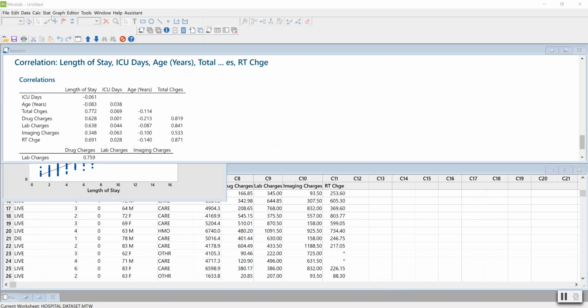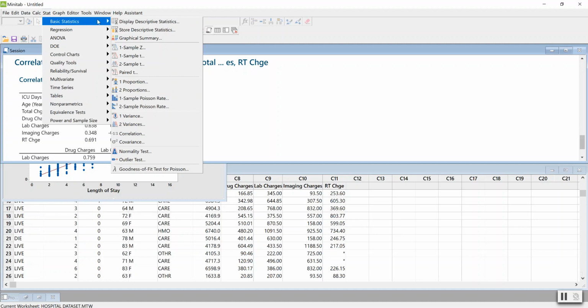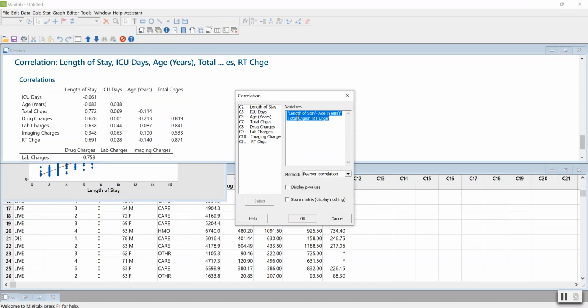So we're going to start that again. Go to statistics, basic statistics, and then we're going down to correlation. I would like to delete what I have there, and right now I'm going to drag and release that and then select.